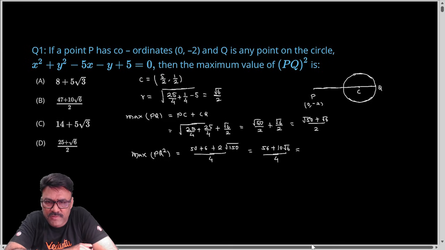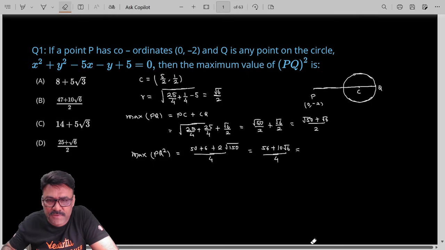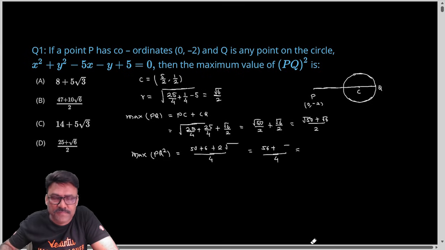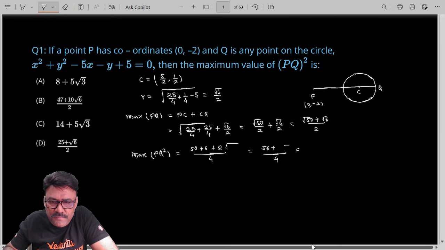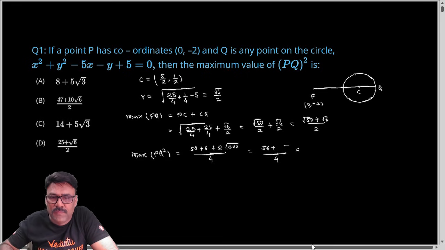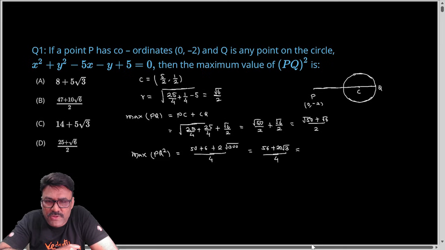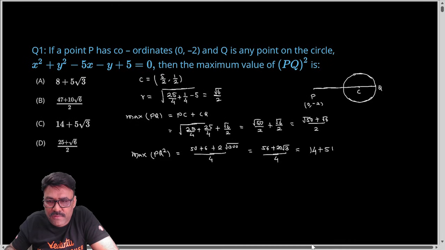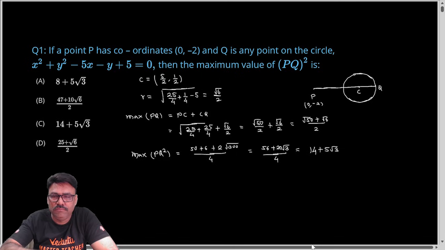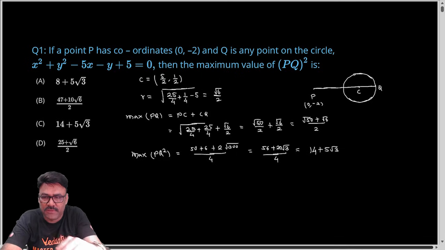Absolutely correct. Square will be 50 plus 6, and then 2 under root of 150 into 6 is 300. My bad. And 300, so I can take 100 outside, so 20 root 3 here. So it is 56, root 100 is 10, 20 root 3 by 4. Now if I divide by 4, it is 14 plus 5 root 3. Means option C should be the correct option, right?